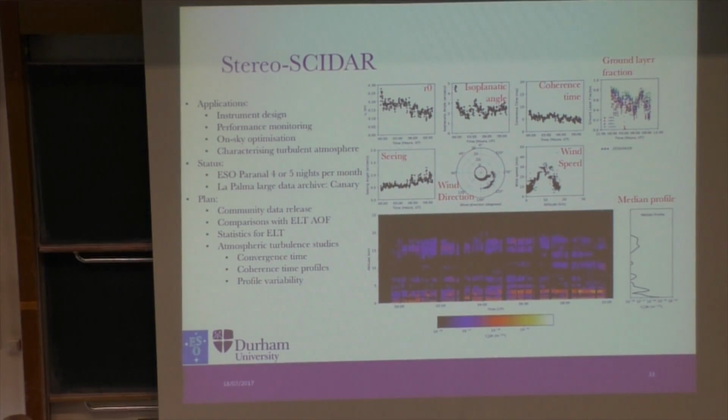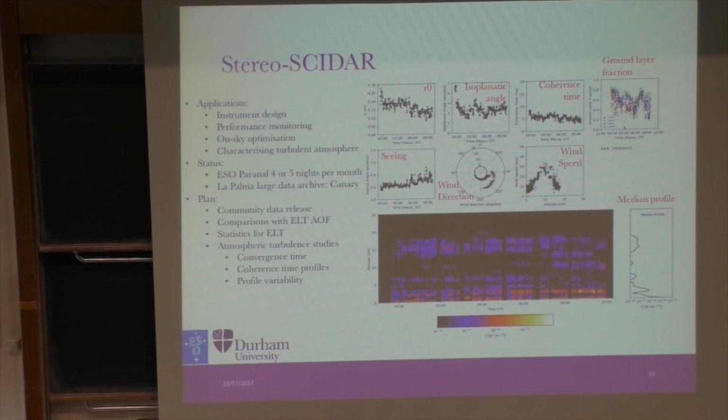So the applications for this is not only for instrument design, which is the phase we're in at the moment. We get 4 or 5 hours of data per month, so we have a vast archive of turbulence profile data if anyone's interested in looking at it from Paranal, which is only 20 kilometers from Armazones, the site of the ELT. But it's also useful for performance monitoring with the AOF facility on the VLT as well.